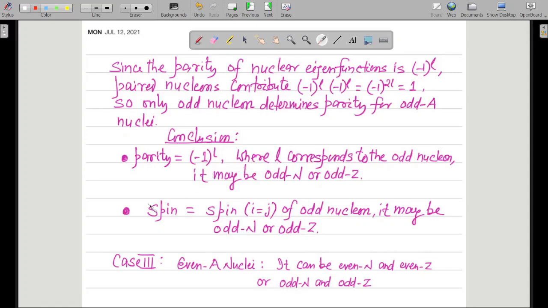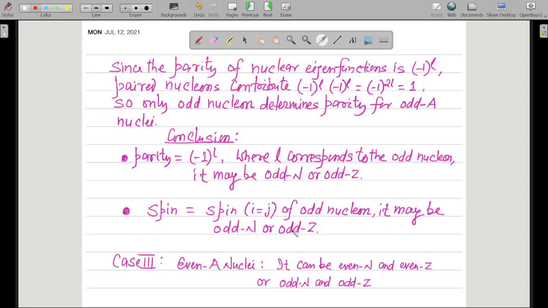Okay. Now spin I equal to J of the odd nucleon. Whether it is unpaired neutron or unpaired proton, whatever it might be, the ground state spin will be equal to the spin of that odd nucleon. It may be odd N or odd Z. So the ground state spin of the nucleus will be the spin of that odd nucleon.